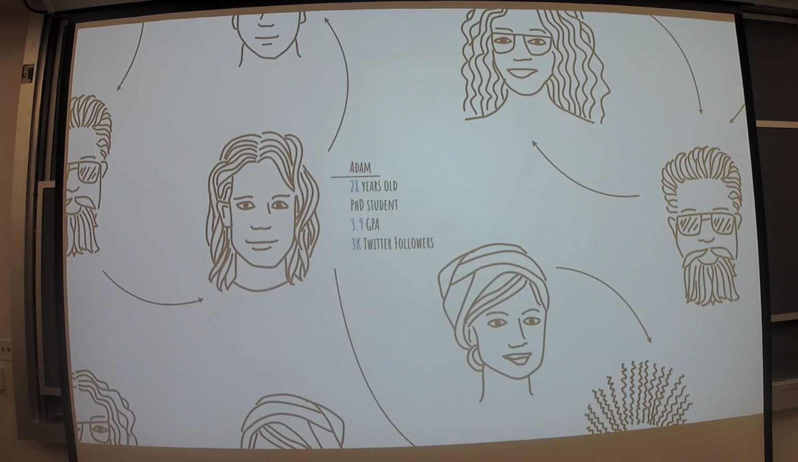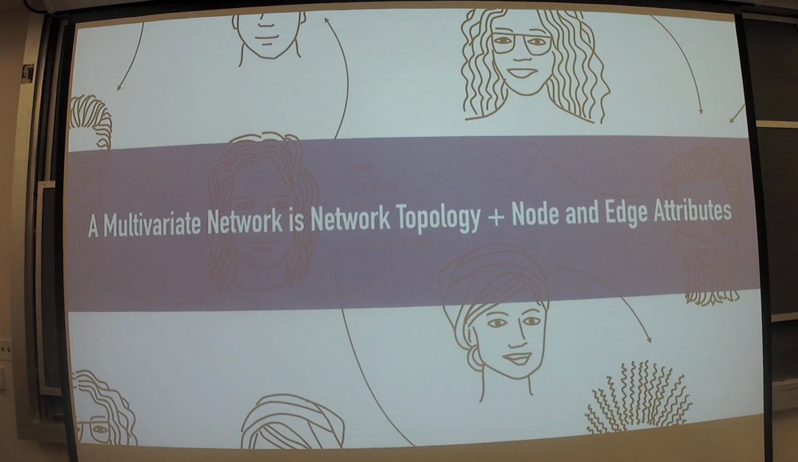So just as a formal definition, a multivariate network is one where we have both the structure of the graph itself and then attributes on both the nodes and the edges. So how these people are connected is an attribute. Are they friends? Are they related? Or so forth. Now I'm showing you the attributes for one person.